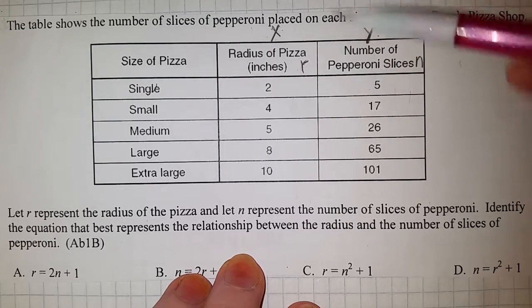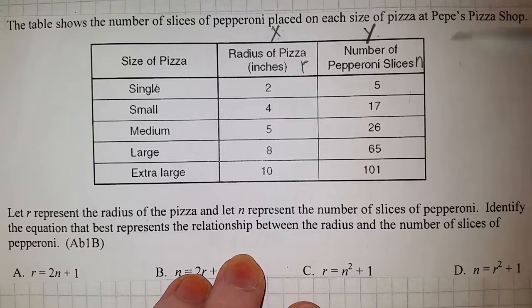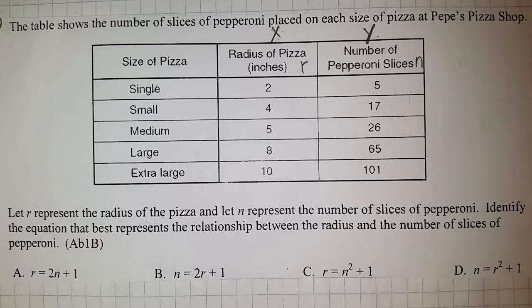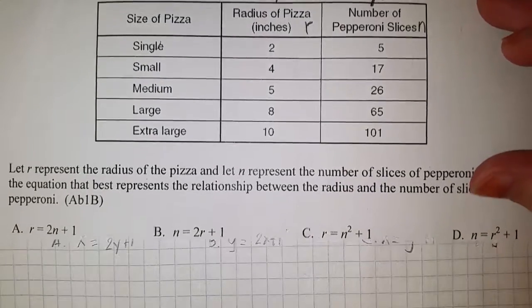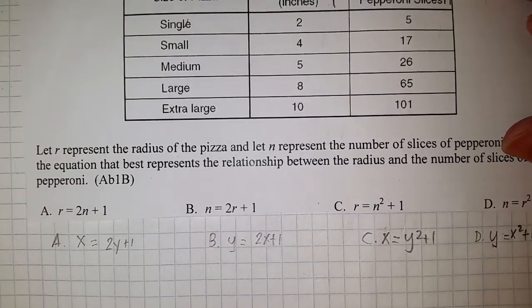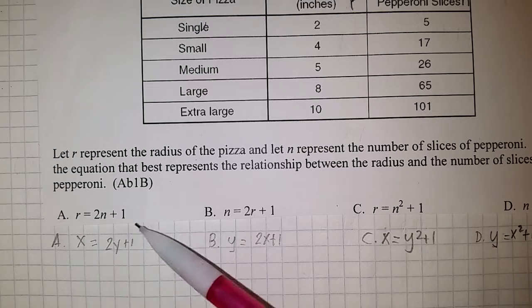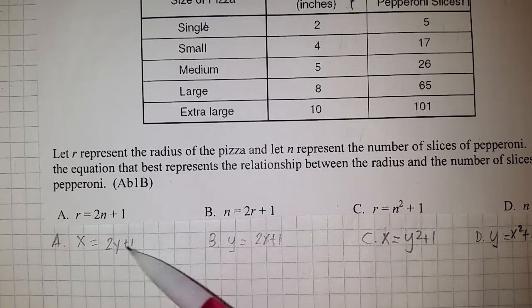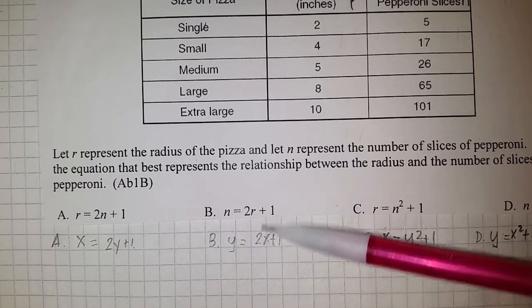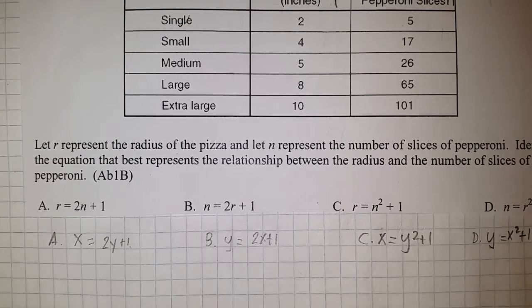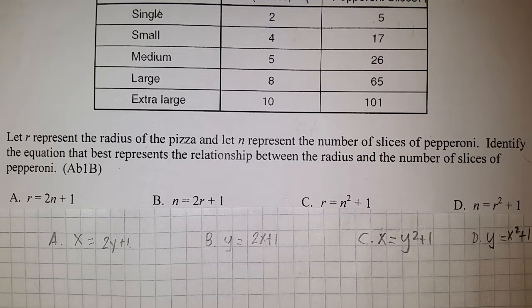Now, since I am going to replace r with x and n with y, I need to rewrite my answer choices with the respective new variables, and I've done that already. And I've gotten the following answers. So if you want to take a look at this, in A, I replaced r with x and n with y. So I'm going to get x equals 2y plus 1. In B, y is equal to 2x plus 1. In C, r equals y squared plus 1. And last but not least, in D, I am going to get y equals x squared plus 1.